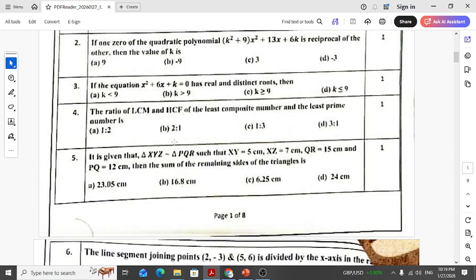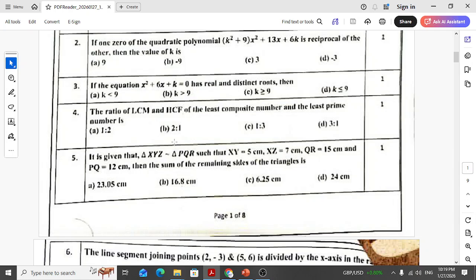So we have an assertion reasoning question. They have asked for the LCM, so let us check the LCM. 25 we can write as 5 square. 35 we can write as 5 into 7. 45 is 5 into 9.